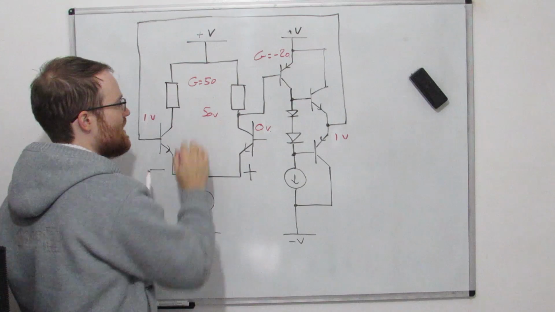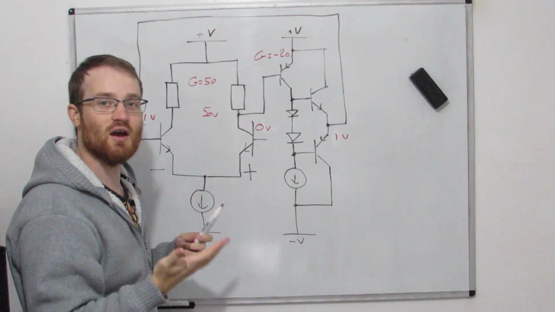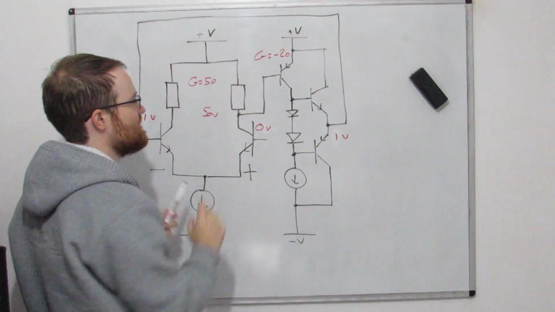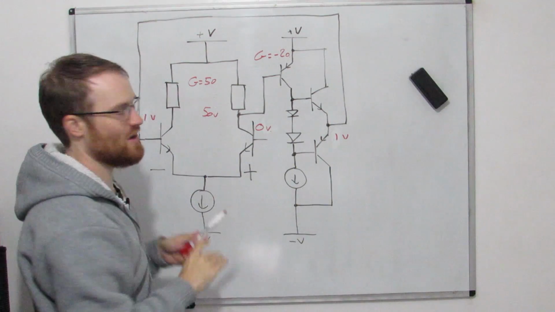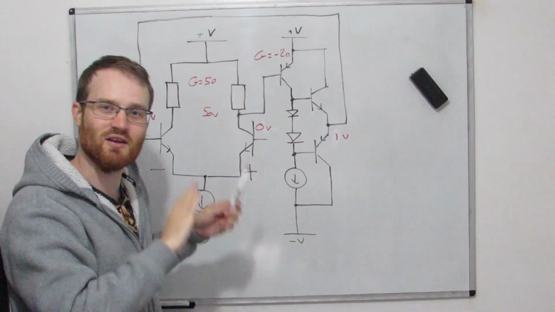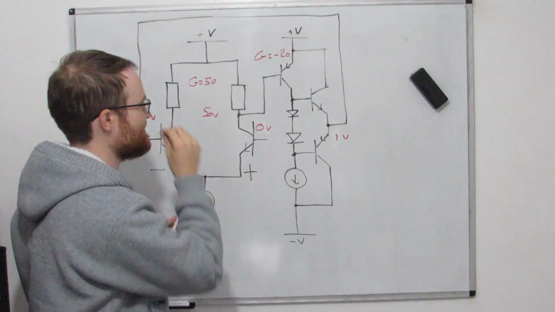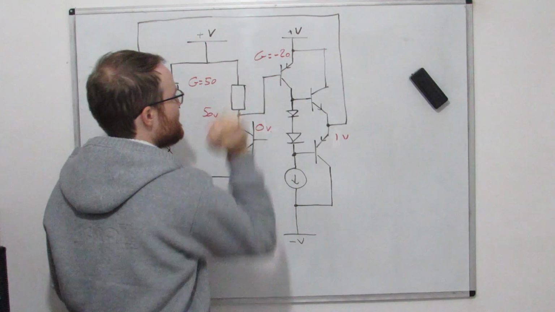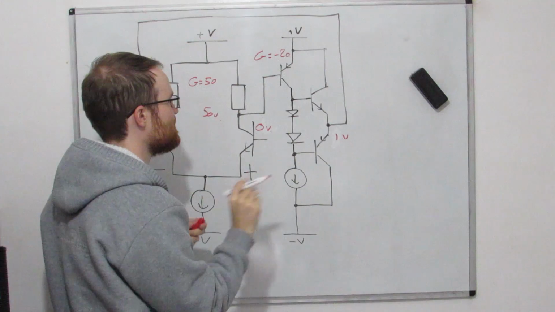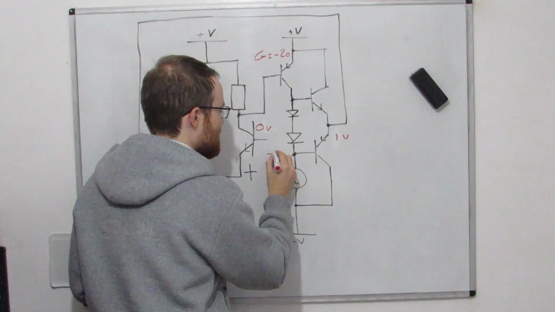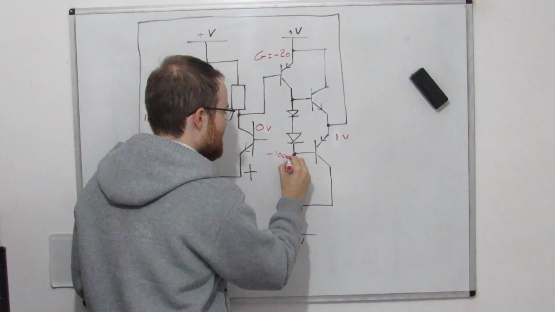So this collector tries to go up by 50 volts. Remember, we're just talking in relative terms about what the circuits are trying to do, not what they're actually doing. Obviously, this is at some quiescent voltage. It's limited by the power supply. So we're just going to forget about that for a second and think in terms of these imaginary voltages, for want of a better term. So then this 50 volts gets passed through this minus 20, which means the output is going to try and go to minus 1000 volts.